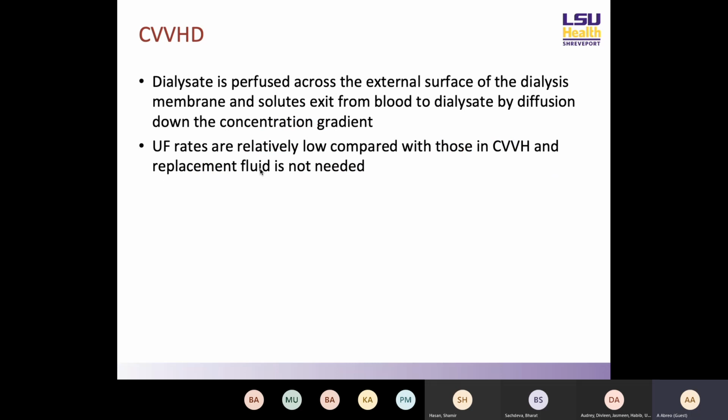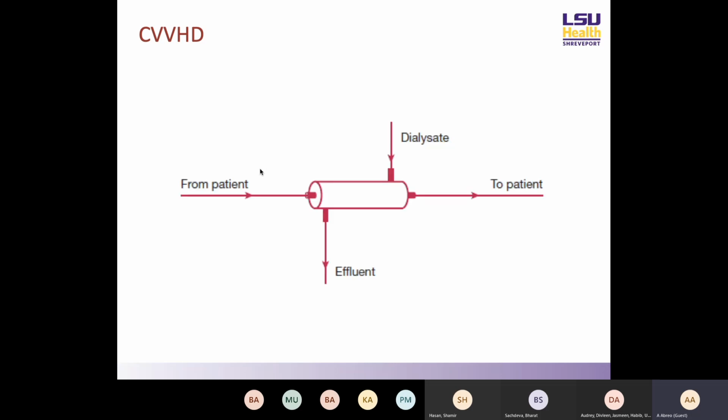So CVVHD is where you're doing dialysis, so you're using dialysate, so that's the one big difference from CVVH. UF rates are typically low in CVVHD, and you don't need to use replacement fluid. So you're basically just using dialysate. You're using the countercurrent mechanism. You're using diffusion, and you do it this way. I mean, you're basically doing very, very slow hemodialysis, which is the easiest way to think about it. So you have an effluent, and basically you have the countercurrent exchange.